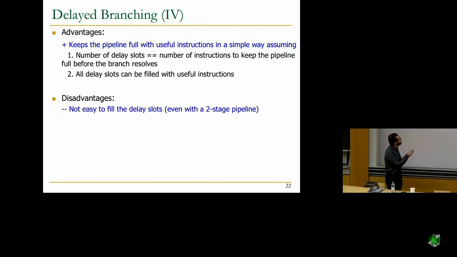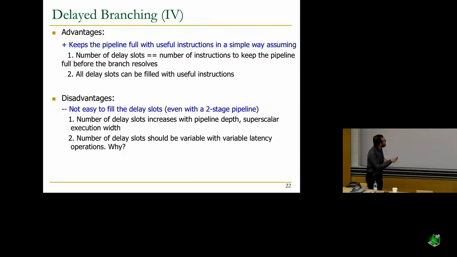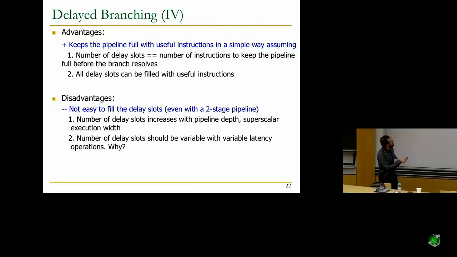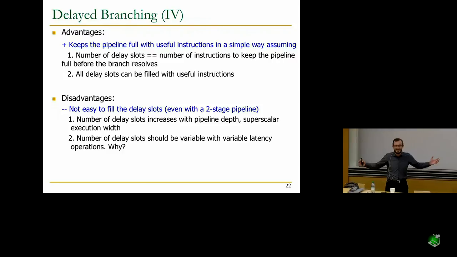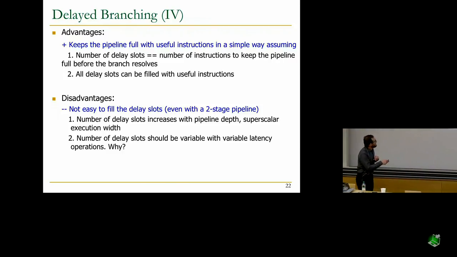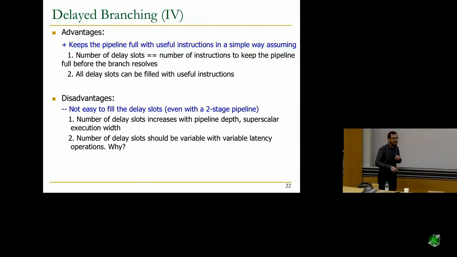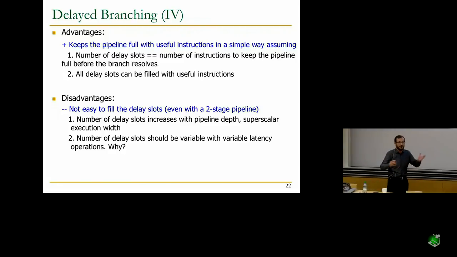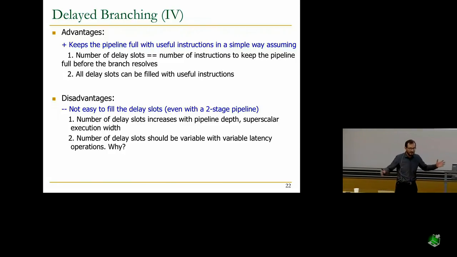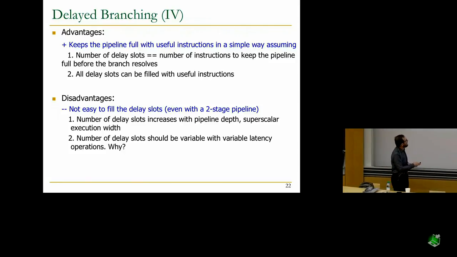So basically, the disadvantage is that it's not easy to fill the delay slots, even with a 2-stage pipeline, and the number of delay slots increases with pipeline depth and superscalar execution width. We can do the same calculation. If your pipeline depth is 20 and superscalar execution width is 5, you have 100 delay slots. And the number of delay slots should be variable with variable latency operations because you have out-of-order execution, right? You don't know when you can actually fill the machine with lots of instructions. But there's no easy way to specify this in the ISA.